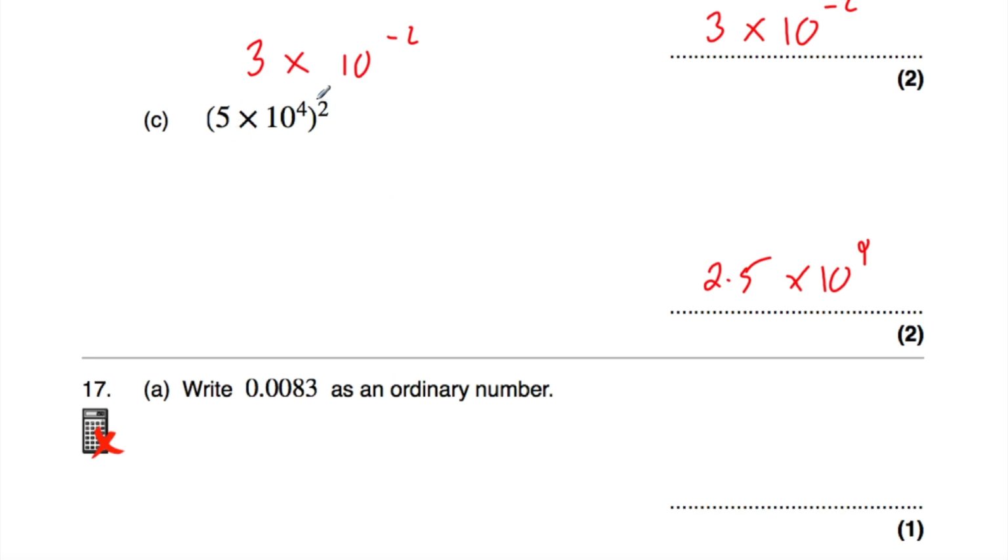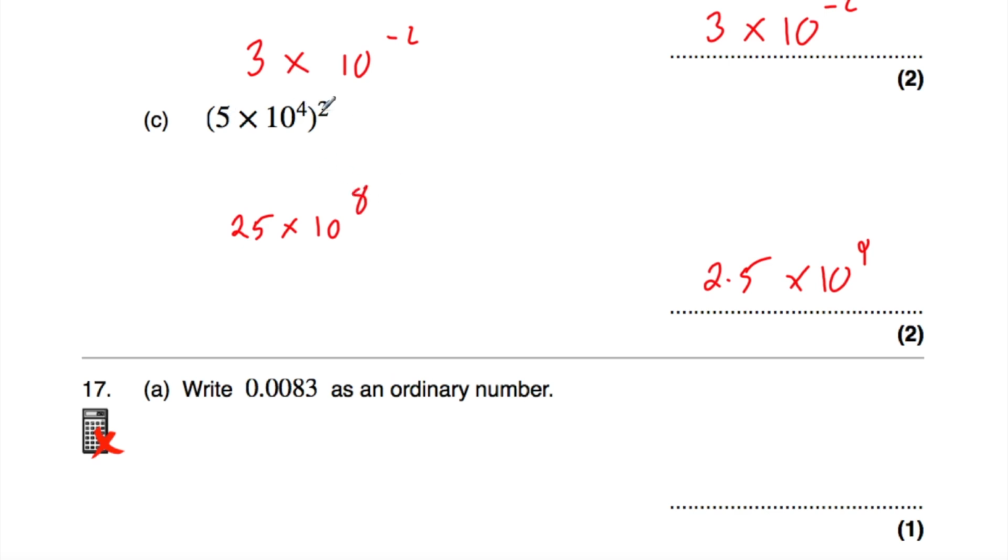So I also want to show you that if you've got a power of 2, you can just square what's in the brackets. So if we had 5 times 10 to the power 4, all squared, well, 5 squared is 25 times 10, and here you've got a power of a power. If you've got a power of a power, you times the powers together. So 4 times 2 is equal to 8.